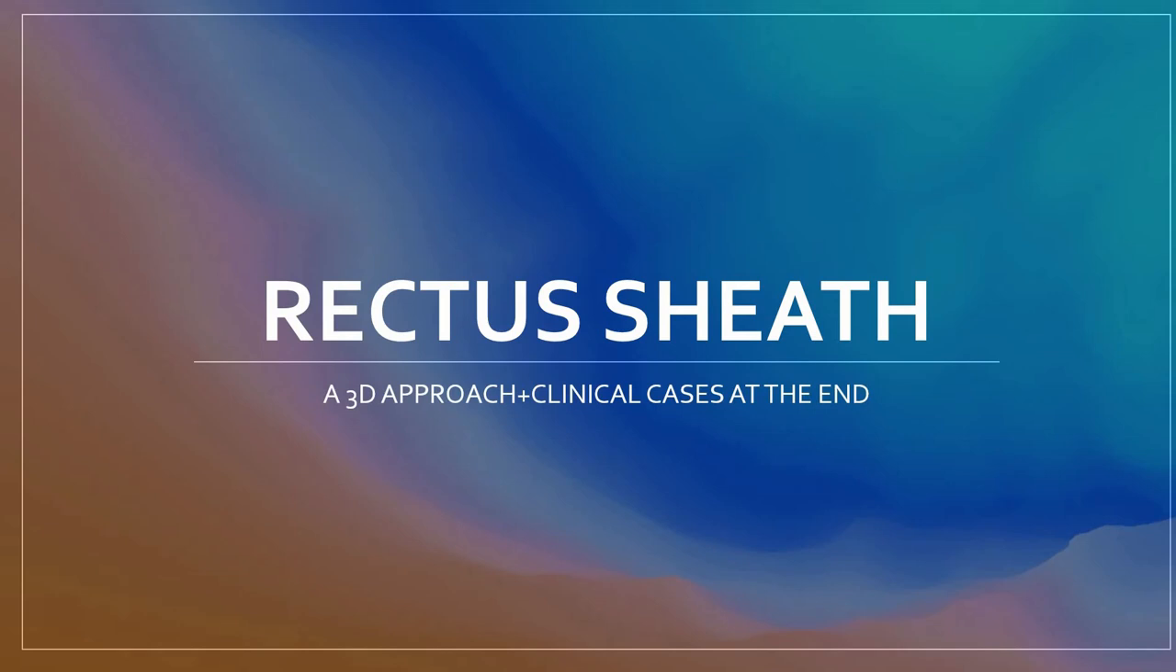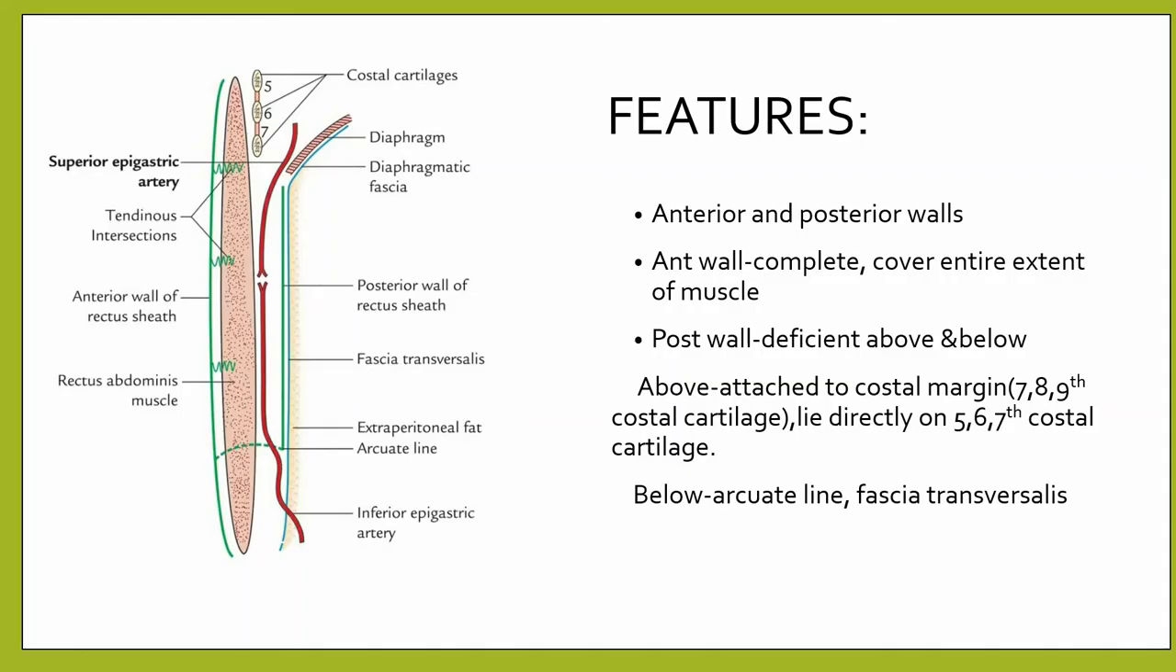Hello all, welcome back to this video series about abdomen anatomy. We have already seen the anterior abdominal wall surface landmarks, the muscles, and the superficial fascia. In today's video we'll be talking about the rectus sheath, and we'll also see a 3D video of the sheath. At the end we'll also be talking about the clinical cases and important clinical aspects of the sheath.